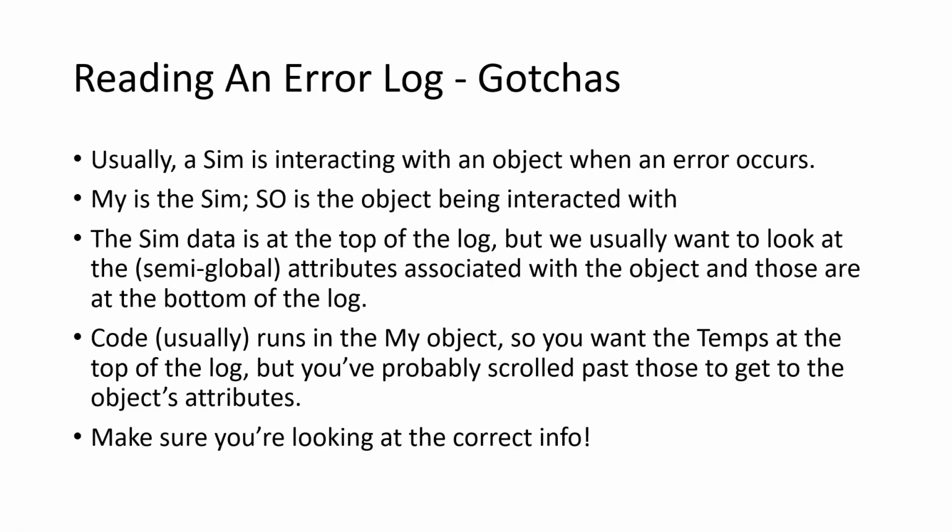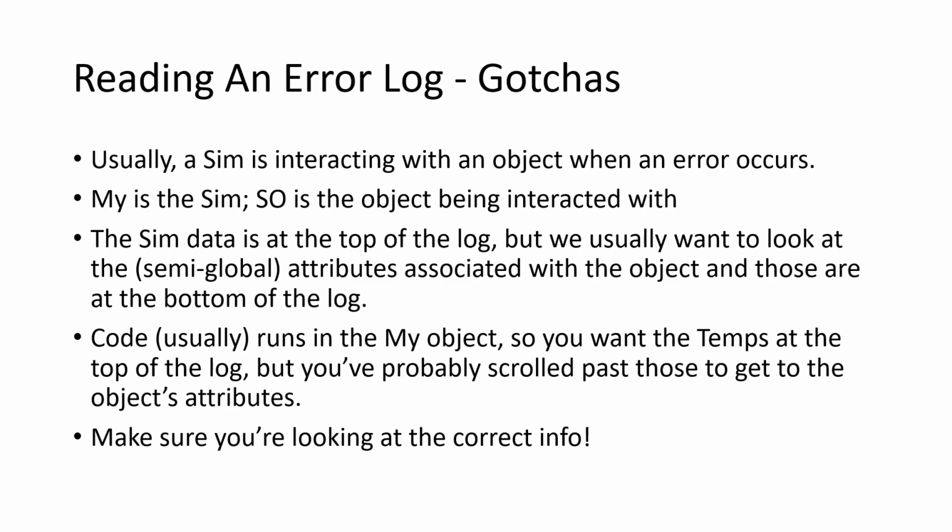So the summary of reading an error log is really a summary of gotchas of why you don't want to open a text file and read one. Usually the sim is interacting with an object when an error occurs. So my is the sim and SO will be the object interacted with. The sim data, my, is at the top of the log and is the stuff that you'll find first. However, the error is usually with the object they are interacting with, and those are at the bottom of the log. And so you need to scan over all of the sim ones to find the ones you're looking for.